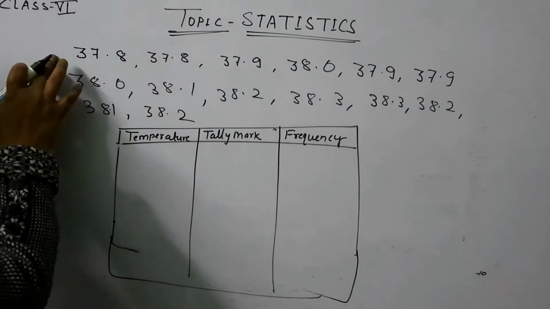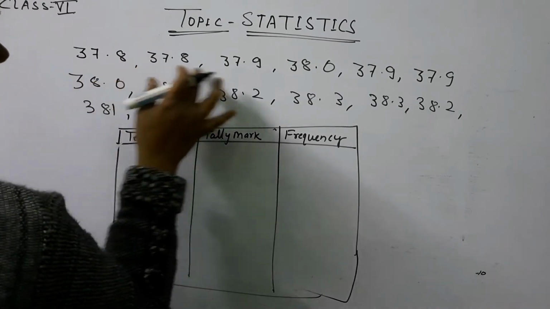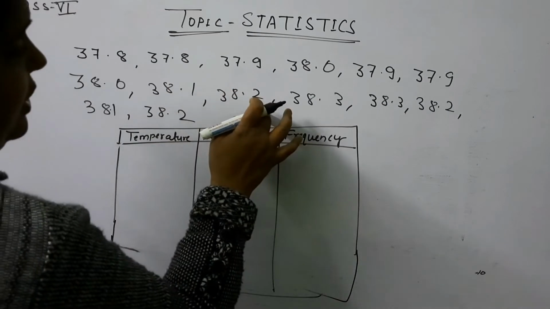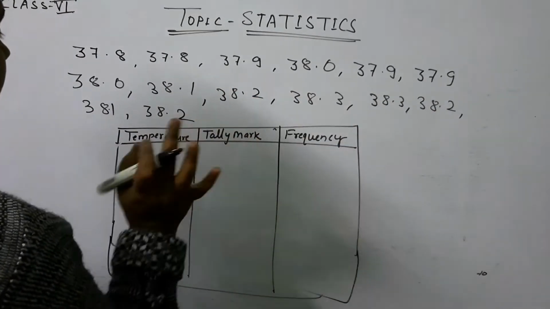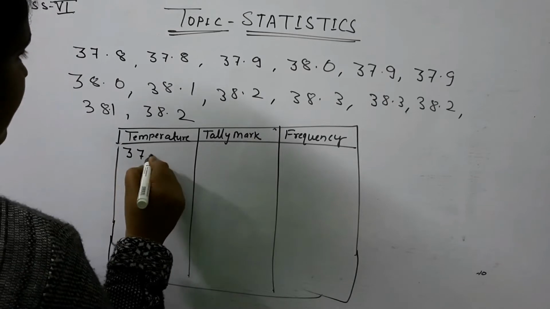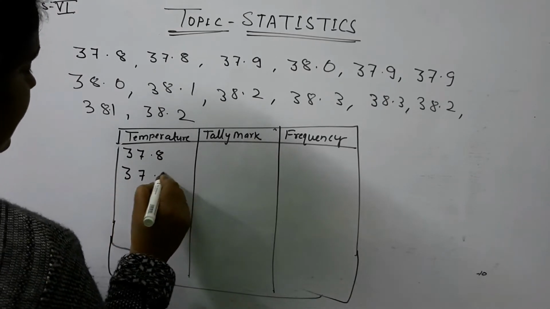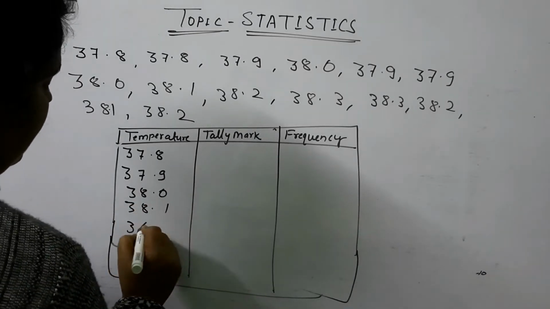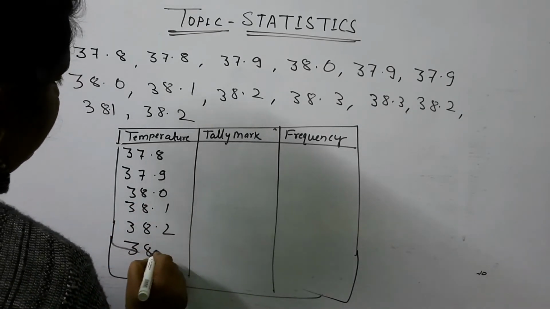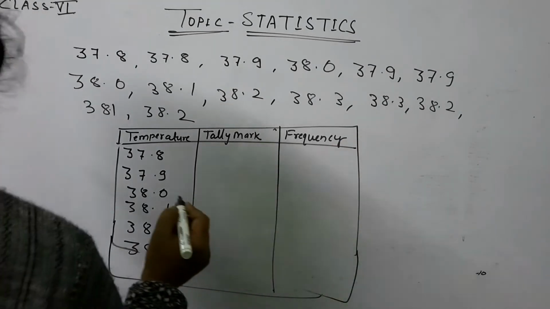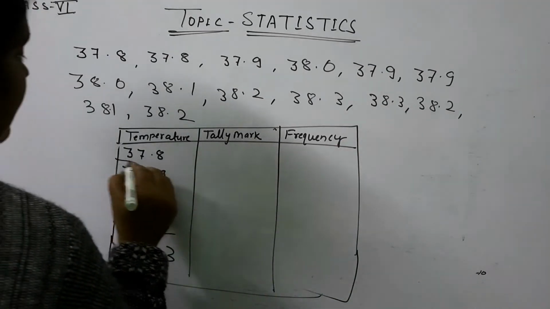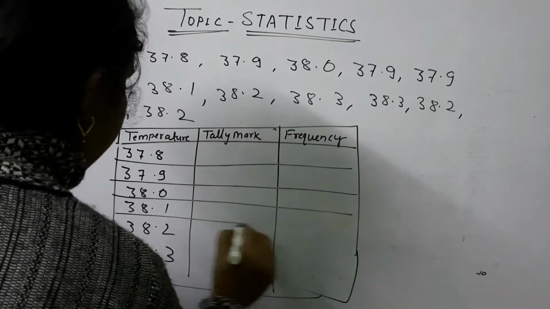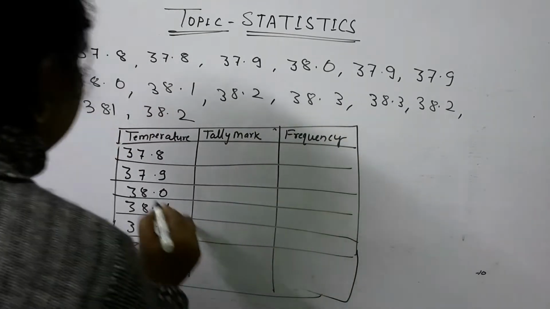So see here, this data started at 37.8, then 37.9, then 38, then 38.1, 38.2, 38.3. That is the last. So what will we write? 37.8, 37.9, then 38.0, 38.1, 38.2 and 38.3. 38.3 is the last. After that we have to make this line a separate line.